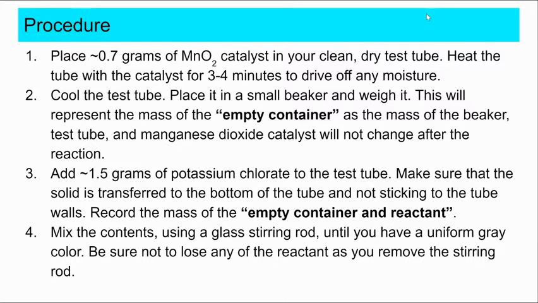All right, once we have that measurement, we'll add approximately 1.5 grams of potassium chlorite, our reactant, to the test tube. We do need to make sure that the solid is transferred to the bottom of the tube and not sticking to the tube walls. We'll record that mass of empty container and reactant. Then we'll mix the contents using a glass stirring rod until we have a uniform gray color. Let's be sure not to lose any of the reactant as we remove the stirring rod.